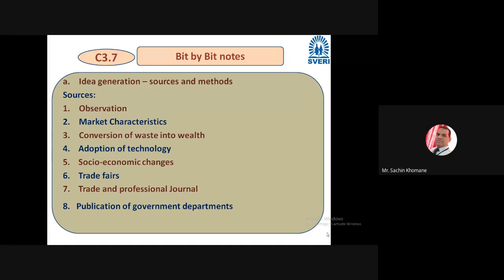Now, biomedical applications we are importing from China. So now you should think how you can take this market characteristic for idea generation. I hope you understood that in market characteristics, you try to understand the demand and supply of that product. I have given certain examples.